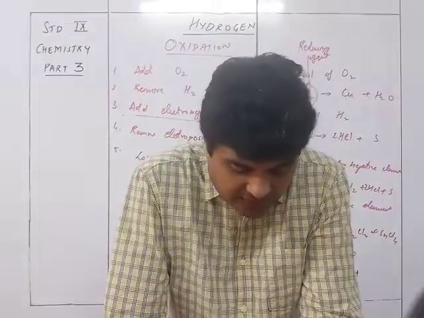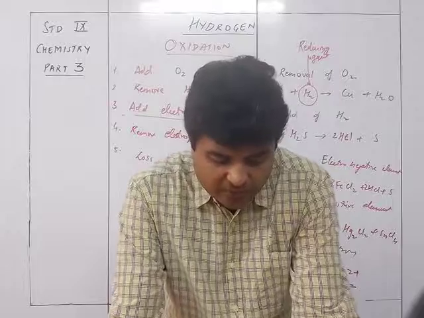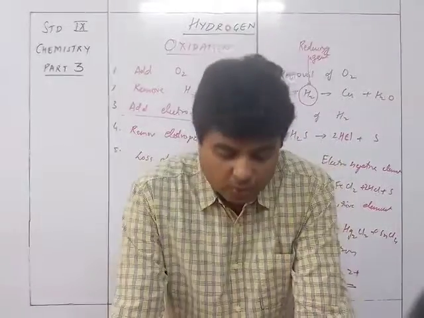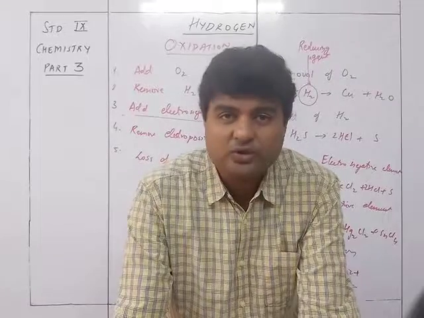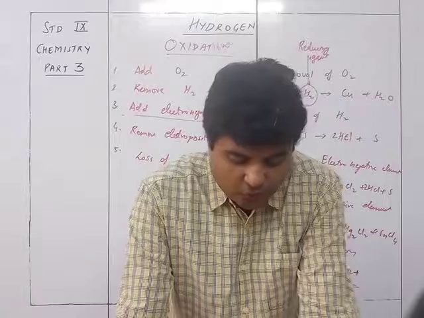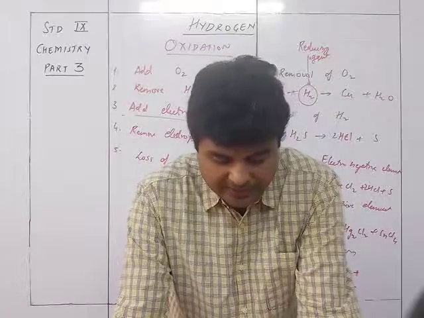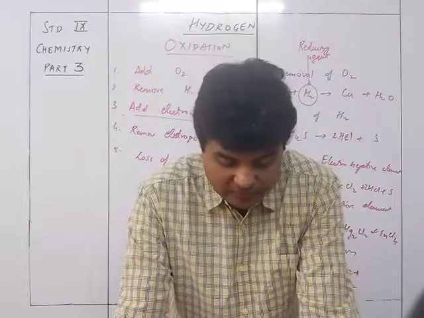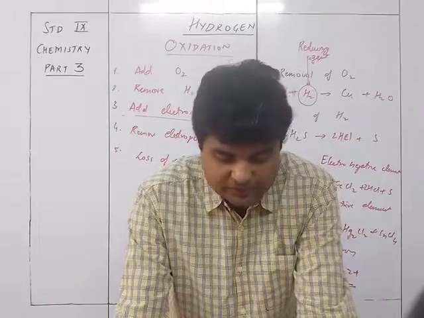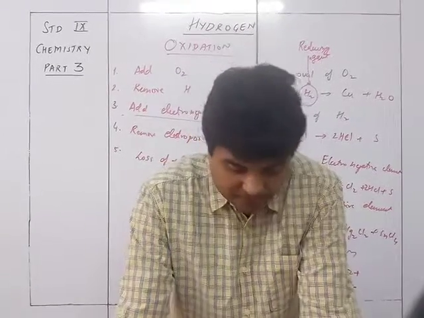The example over here: Zn plus CuSO4 will give you ZnSO4 plus Cu. So the Zn is going to lose electrons, so that will be getting oxidized from Zn to Zn2+. And Cu2+ is going to gain 2 electrons to give you Cu, that is reduction. So that's why Zn is going to be oxidized and Cu is going to be reduced.